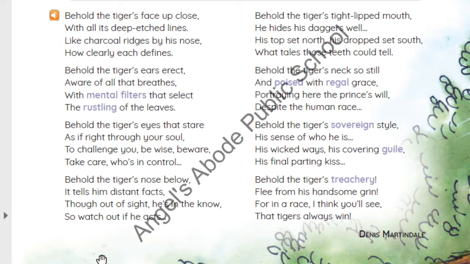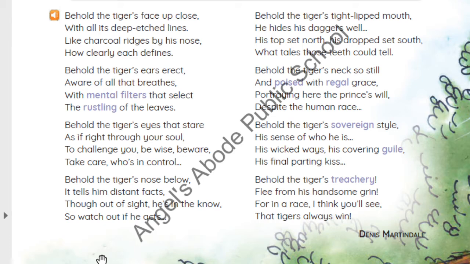Then they are talking about his eyes, that he always looks very keenly at the animal he is going to eat on that particular day. We can say like this: the tiger's eyes are staring at the other animal and he is challenging it. Through his eyes only he is challenging. He is very wise, full of wisdom. He is very aware of the action he is doing. He is totally aware of his action, and he knows who is in control, who is looking at him and who is in power.